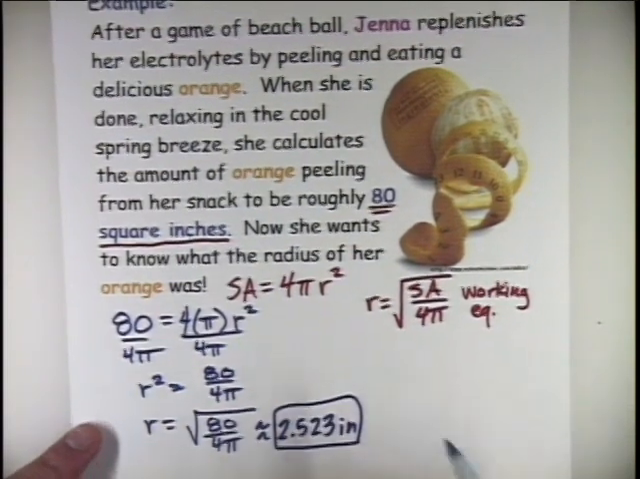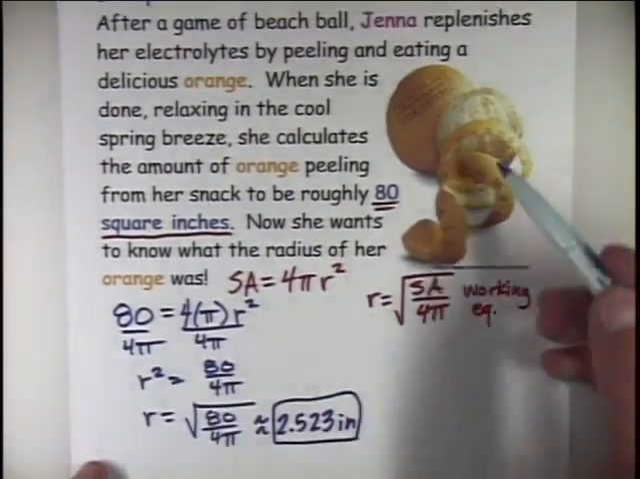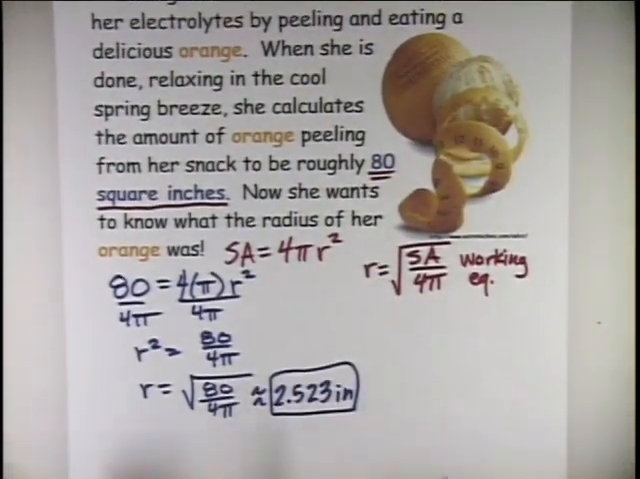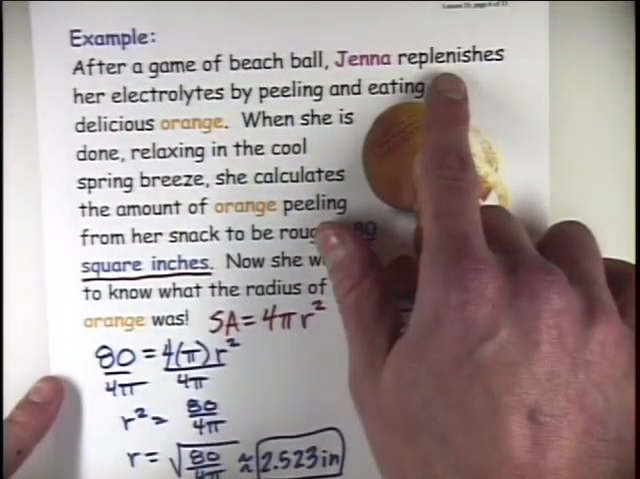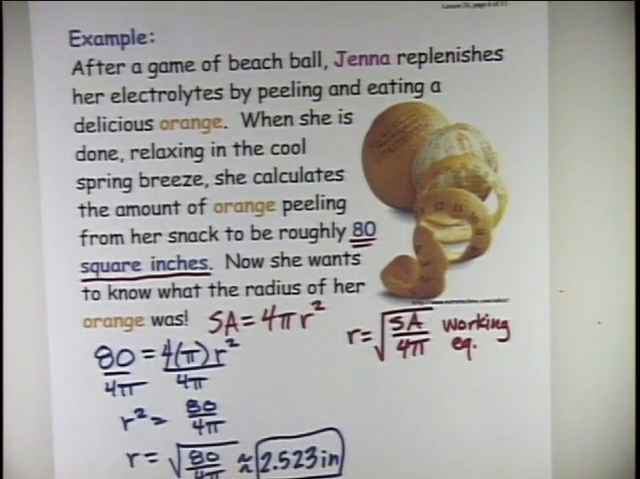Okay? So that was the radius of the orange, so about 2.5. The orange was about a 5-inch diameter orange. That's a pretty good size orange. That ought to do the trick in terms of replenishing the electrolytes.